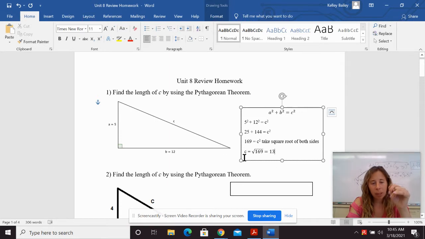Another way to think about this is the distance from this point to this point, the length of this line, is 13. So c is 13.